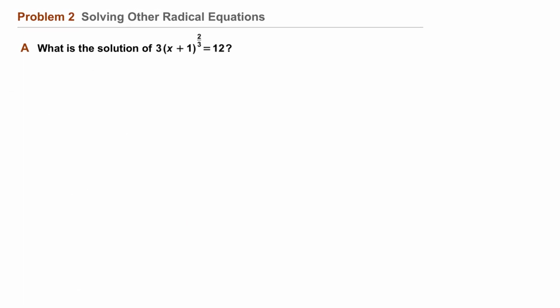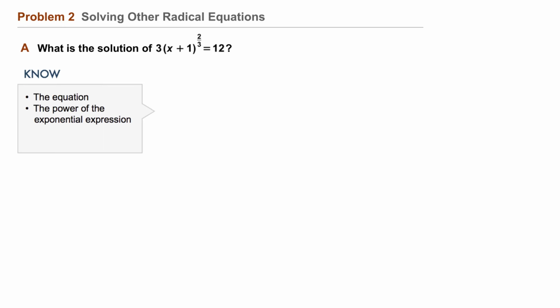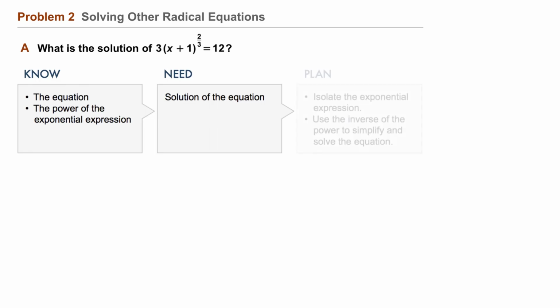Problem 2. Solving other radical equations. Part A. What is the solution of 3 times the sum, x plus 1, raised to the 2/3 power equals 12? Well, consider what you know. You know the equation. You know the power of the exponential expression. Then consider what you need. You need the solution of the equation.